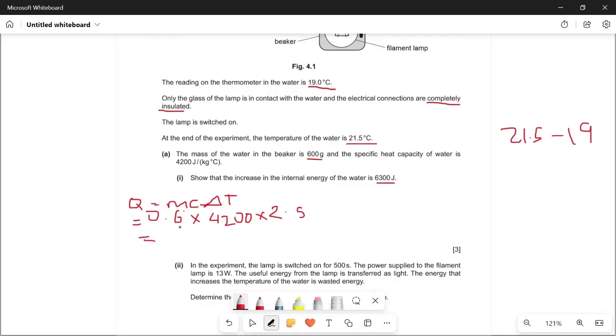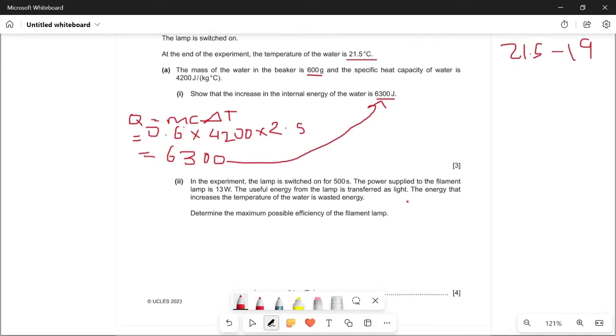Now we can multiply all these to find the energy. So 0.6 times 4,200 times 2.5, which would give 6,300. So this is equal to this one. So we have proved it.